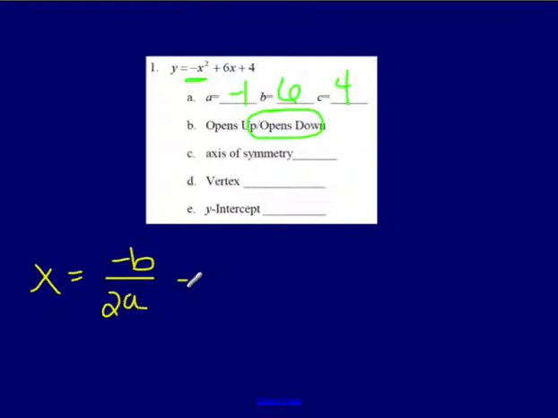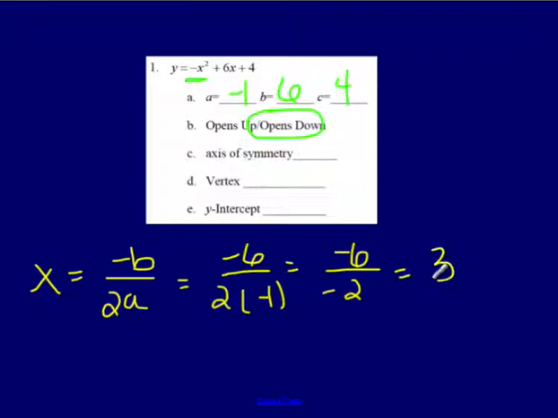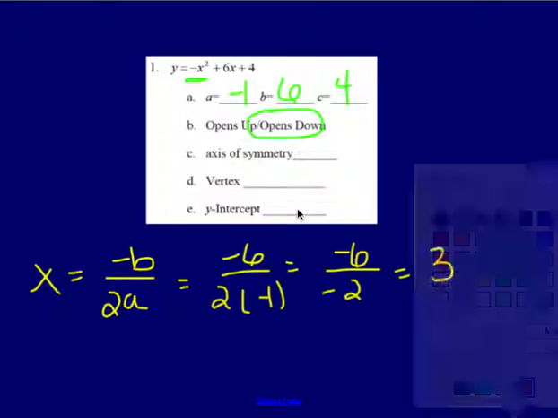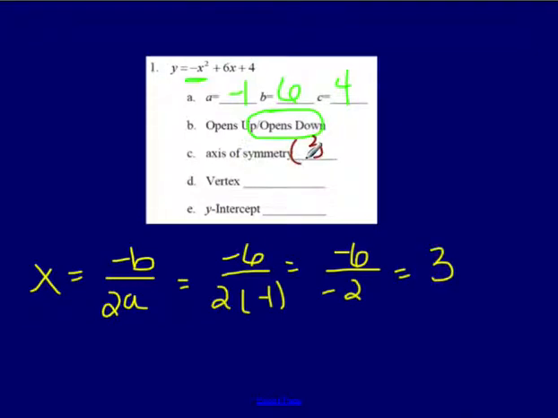So let's go ahead and plug that in. We're going to do opposite of B over 2 times A. So then we're going to have -6 divided by 2 times -1, which is -2. -6 divided by -2 is a +3. So the x-coordinate of my vertex is going to be a +3.